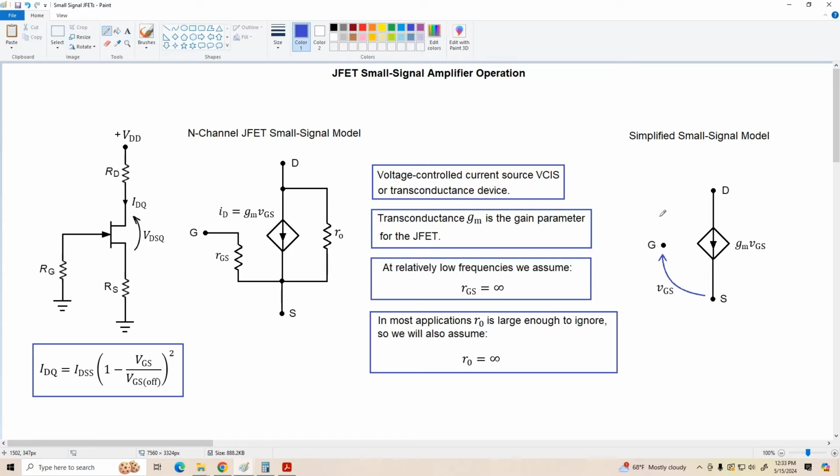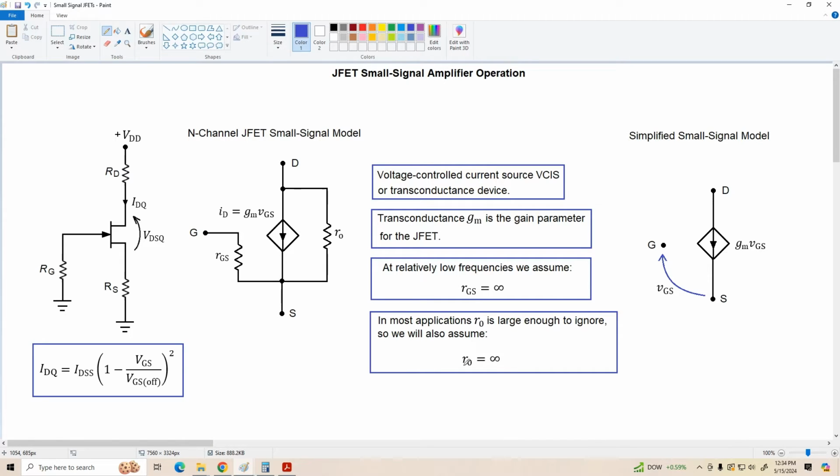Now, the overall general characteristics of the JFET are: it's a voltage-controlled current source, or sometimes called a VCCS, or transconductance device, or transconductance amplifier. g sub m, transconductance, is the gain parameter of the JFET. At relatively low frequencies, that is audio frequencies, we're going to assume r sub gs is infinite, and in most applications, little r sub o is large enough to consider to be infinite as well.